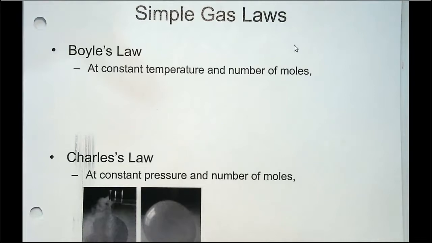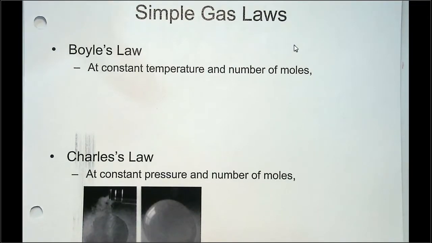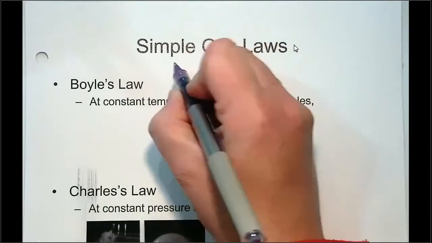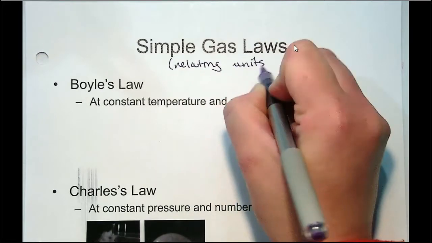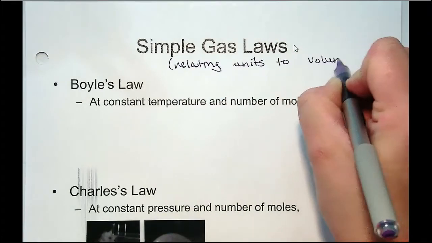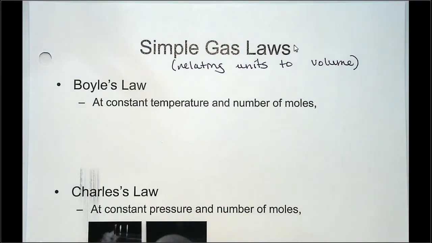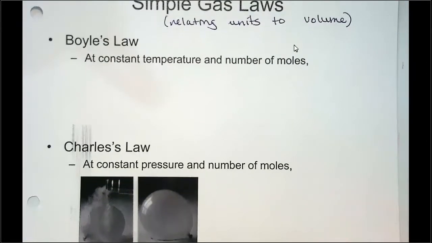So there are 3 simple gas laws, and everything is going to relate to volume. So how each unit directly is related to the volume of your gas. These are relating our units to volume. This is basically experiment 10, where you're figuring out or confirming the gas laws experimentally. But I'm going to tell you what they are right now. All right, so the first gas law is Boyle's law. A guy named Boyle figured it out, so it's his law.